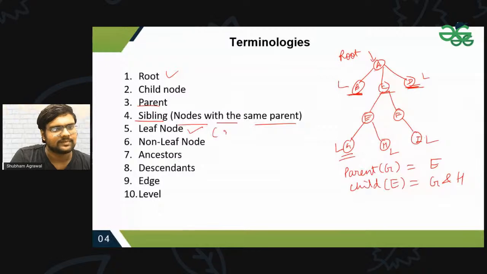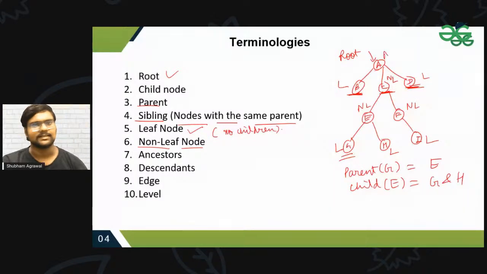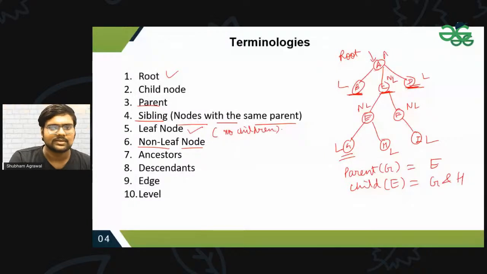Then we have non-leaf nodes. Non-leaf nodes are also known as internal nodes. So C is an internal node. Let me write it: C is non-leaf, E is non-leaf, F is non-leaf, and the root node is also considered a non-leaf node because it is an internal node. So here A, C, E, F are non-leaf nodes, and B, D, G, H, I are the leaf nodes.